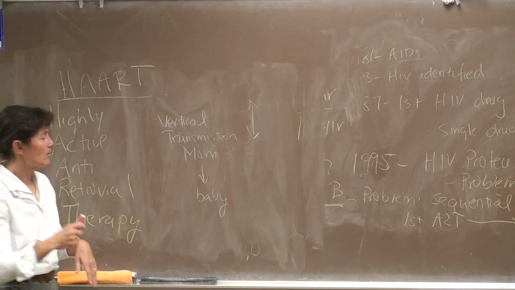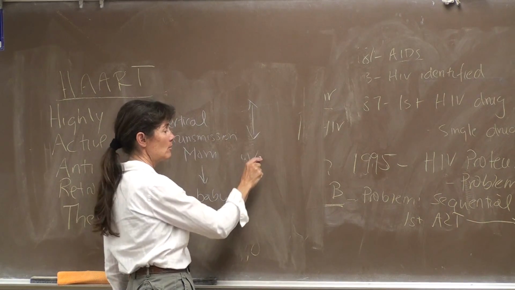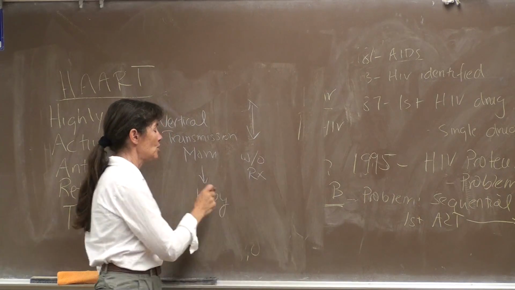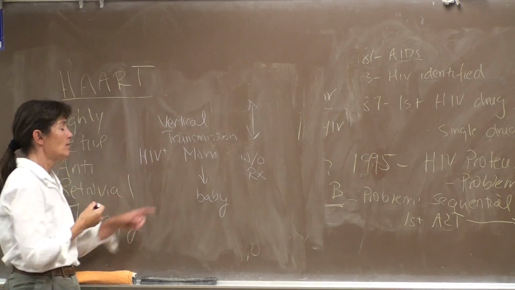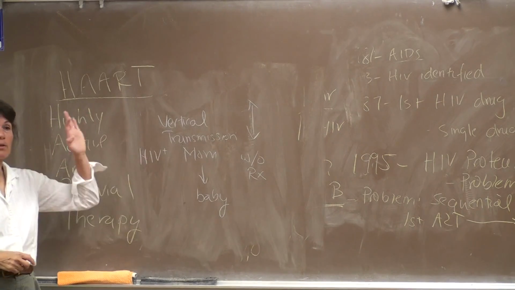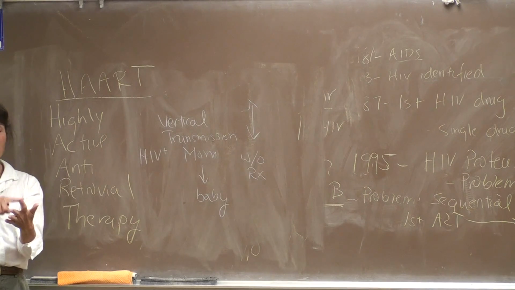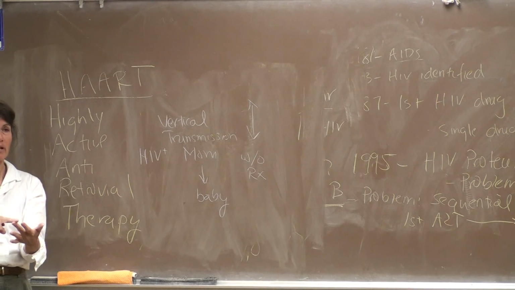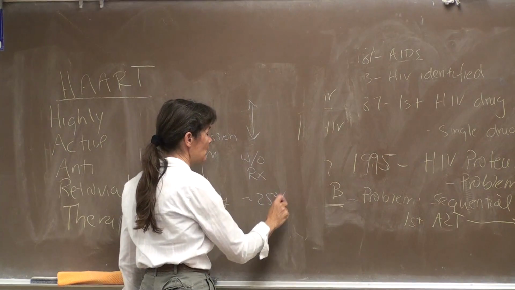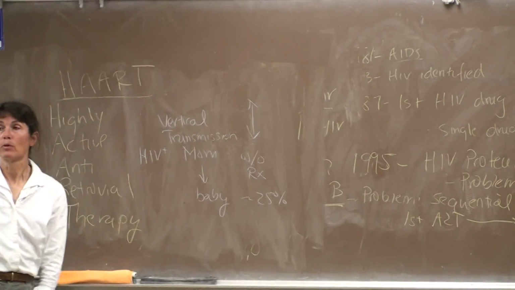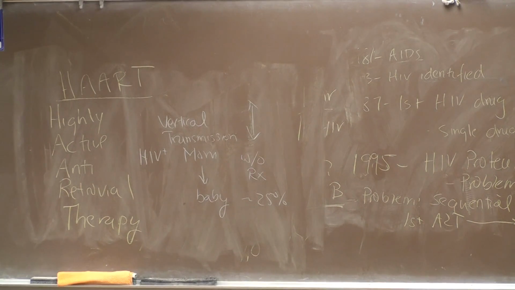In the reference I just saw this morning, they were saying that without therapy, if mom's HIV positive, the chance of baby getting infected through those three routes, transplacental, during the birth, vaginal delivery, and then breastfeeding, the figure I saw this morning was around 25%. So 1 out of every 4 babies born to HIV positive moms, we would predict would be infected, right?